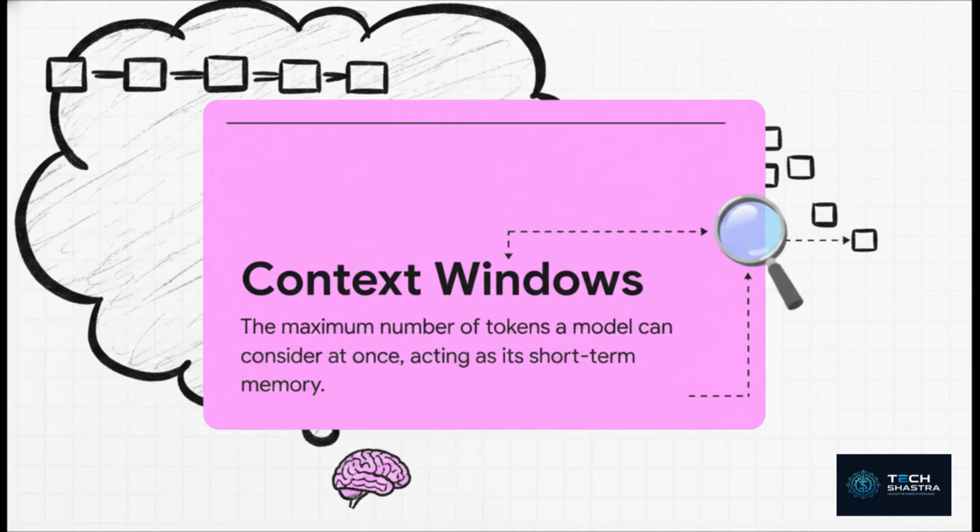Next, let's talk about context windows. The easiest way to think about this is like the model's short-term memory, or its RAM. There's a hard limit to how many tokens it can hold in its head at one time. If your conversation gets too long and goes over that limit, it literally starts forgetting what you talked about earlier. Your job is to make things work inside that memory limit.